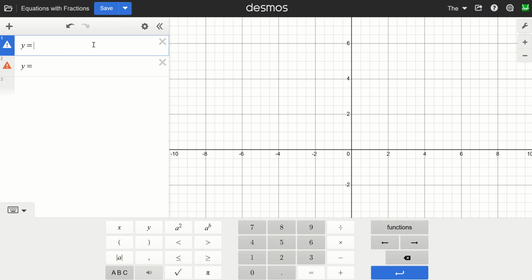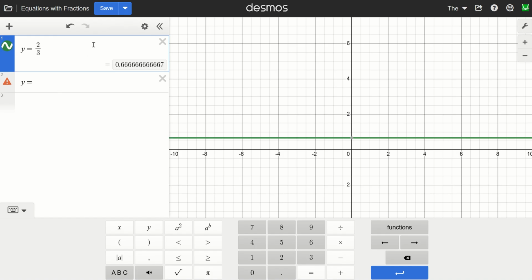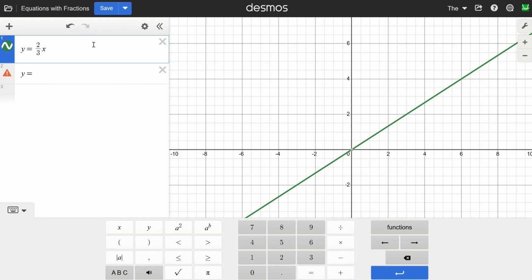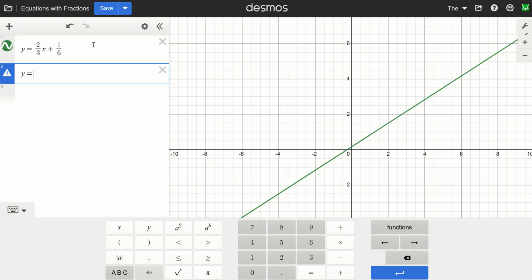Okay, so I'm going to have y equals and then everything that's on the left side of the equation, which is 2/3, move your cursor to the right, x plus 1/6. And then the right side of the equal sign in my original equation is just -2. So I'm going to have -2 over here.